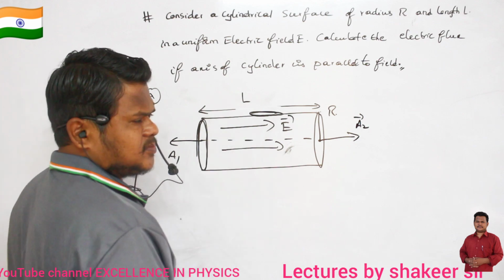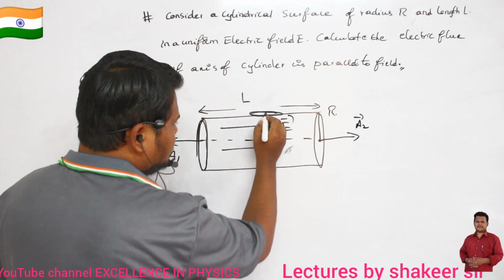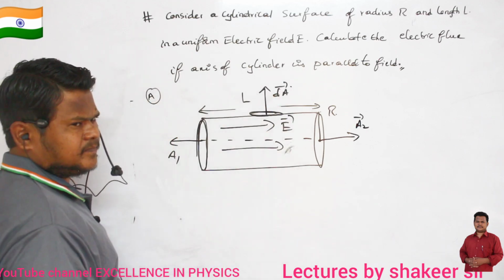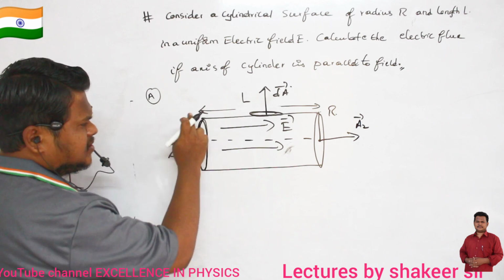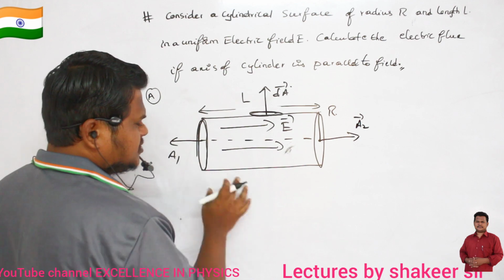I will select a small area dA. And what is the direction of this dA? Outward drawn normal, no? This is the direction of dA. Okay? Now, at this end, what is the direction of flux? Flux will be in the direction of electric field, no? This will be the direction of flux.